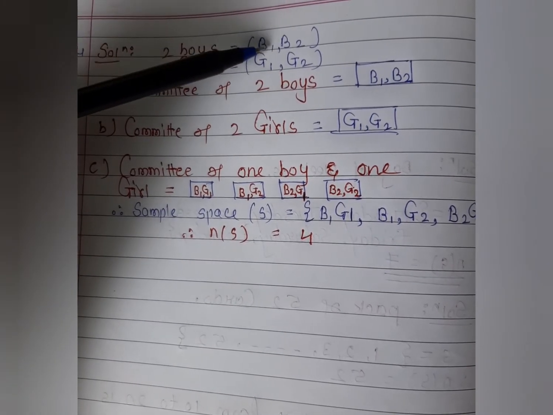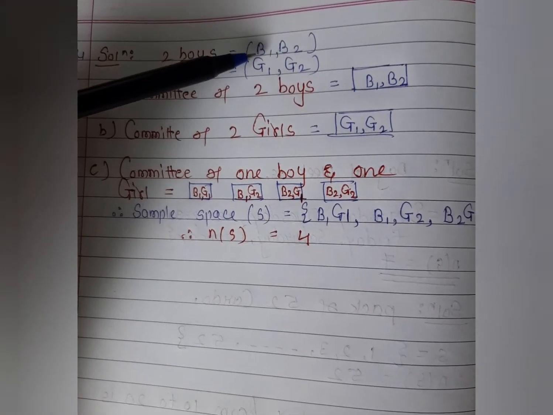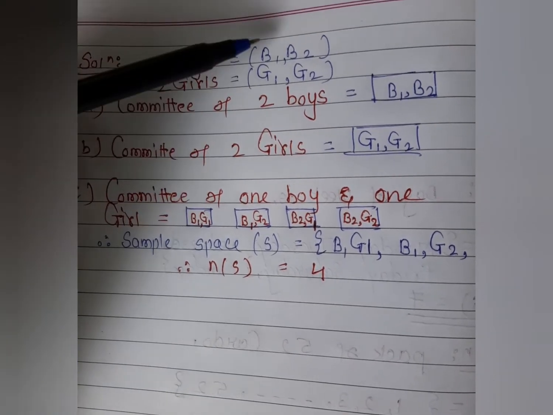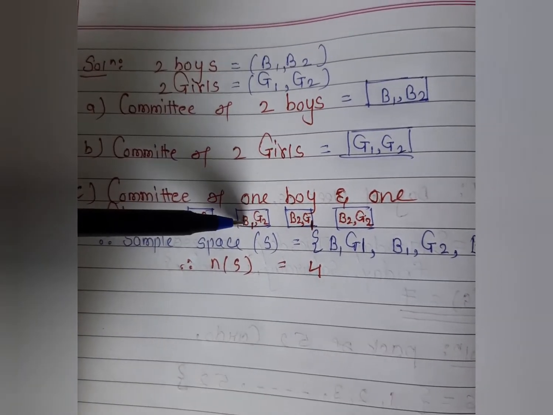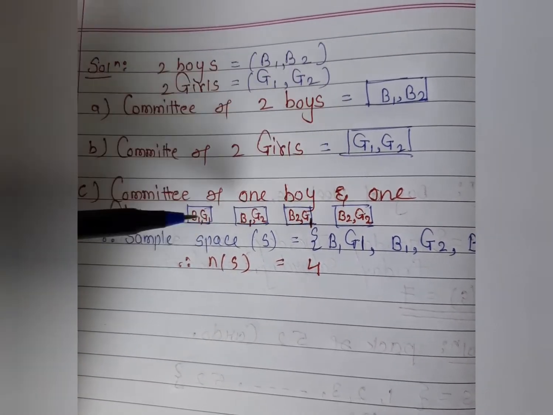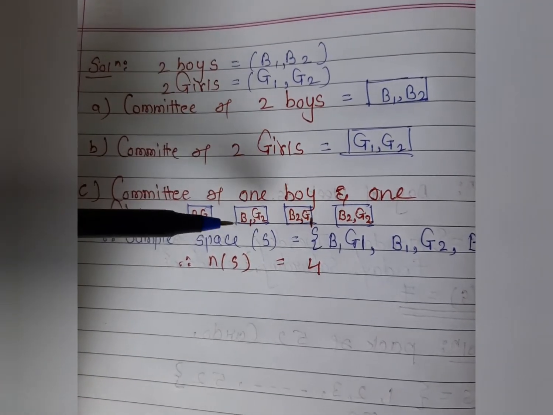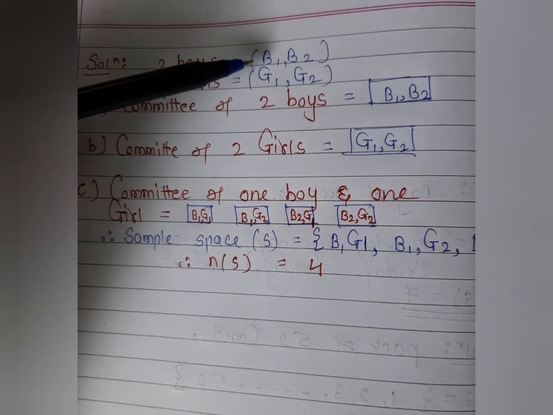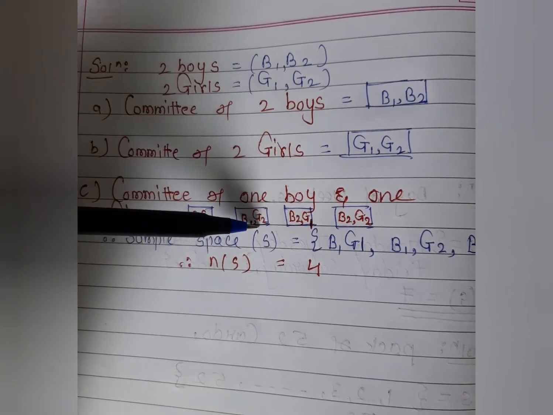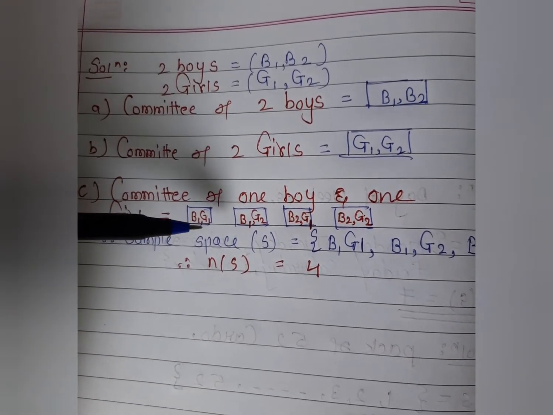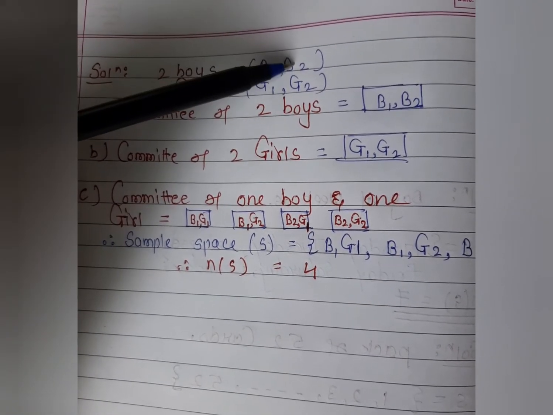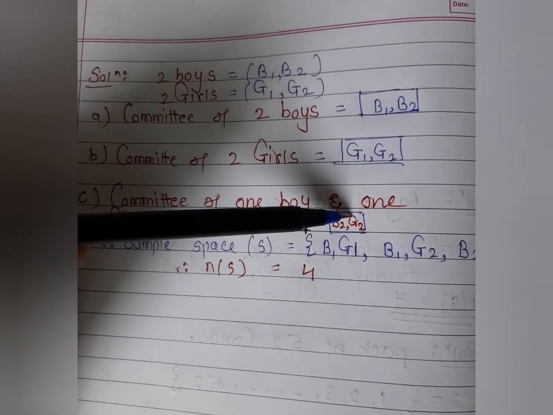We know B1, B2, G1, G2. First we can take B1, G1 together, then B1, G2, then B2, G1, and B2, G2. In this way we can make pairs like the previous example. The pair should not repeat here. B1 is with G1, then B1 is with G2, then B2 is with G1, and B2 is with G2 here, because it is 1 boy and 1 girl, and it is not repeating.